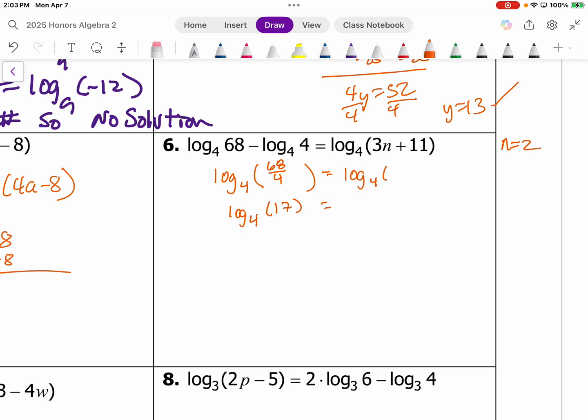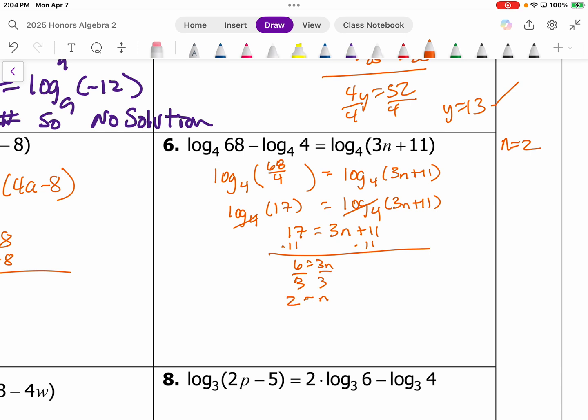The right side is just hanging out, just waiting. Said finally you got your act together. So now I can say that the logs cancel by the one-to-one property. I get 17 equals 3n plus 11. And then now as I subtract and solve for n, I get 6 equals 3n.